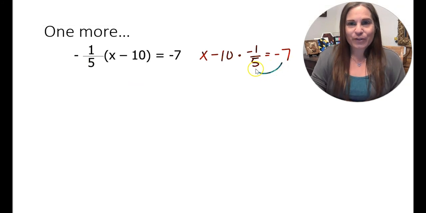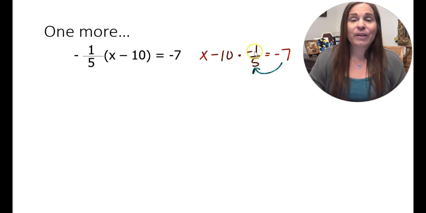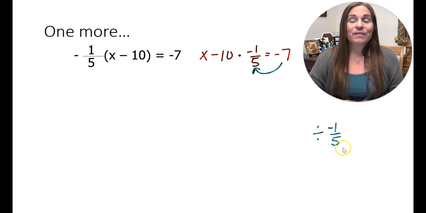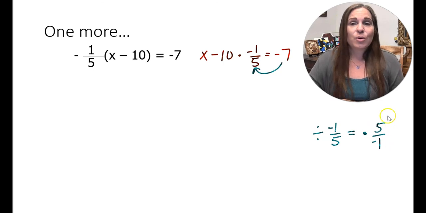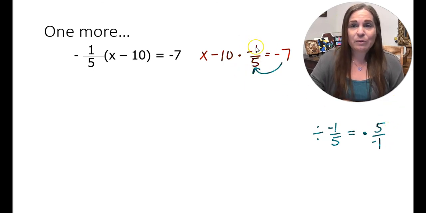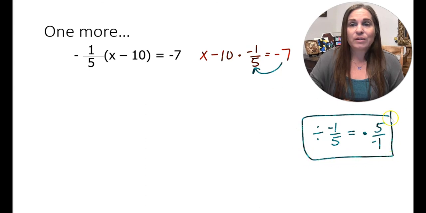So the first thing that I'm going to undo is multiplying by -1/5. How do I undo multiplication? With division. So I need to divide by -1/5. Dividing by -1/5, how do I do that again? Think back. Dividing by a fraction means I do keep, change, flip, right? So I'm going to divide by -1/5, and the way that I'm going to do that is by doing this.